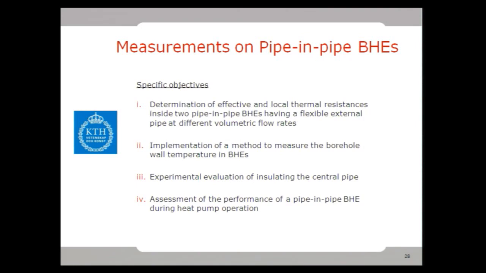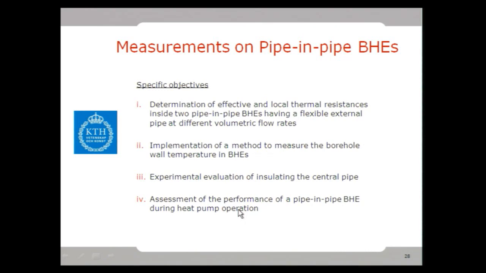I go forward to pipe-in-pipe borehole heat exchangers now, the first coaxial type that I will present. My objectives in this chapter were the determination of the effective and local thermal resistances inside two pipe-in-pipe borehole heat exchangers having a flexible external pipe at different volumetric flow rates.